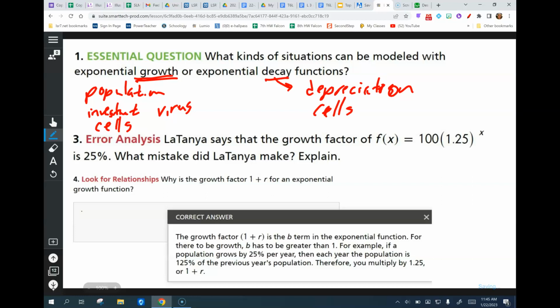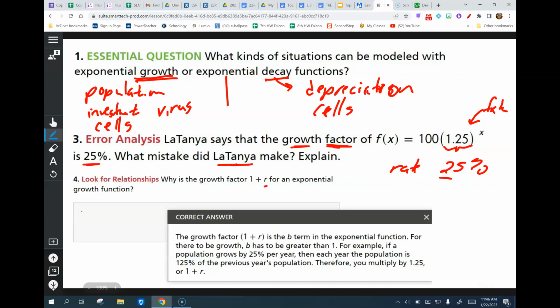Look at number 3. Latanya says the growth factor is 25%. What mistake did Latanya make? Well, remember the growth factor is right here. The growth rate is 25%. Since it's a growth, we know that it's 1 plus the rate. So she mistook factor for rate. This is a rate. This is the factor. So the factor is 1.25. The rate is 25%. And number 4, why is the growth factor 1 plus r for an exponential growth function?